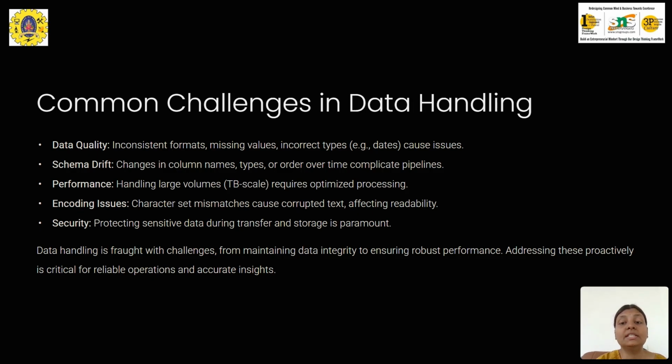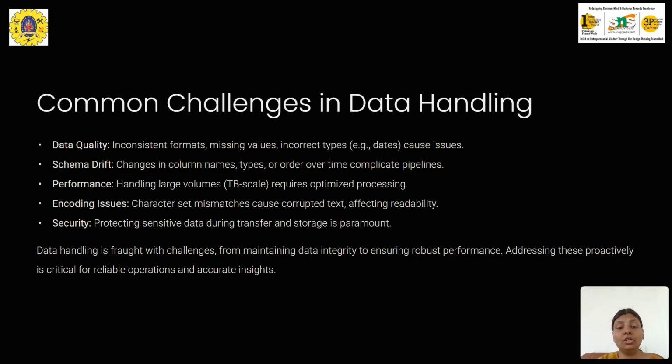Common challenges in data handling. Data quality: inconsistent formats, missing values, and incorrect types cause issues. Schema drift: changes in column types or order over time complicate pipelines.